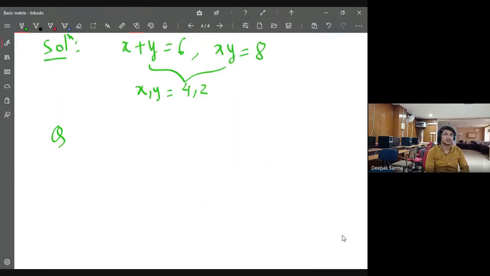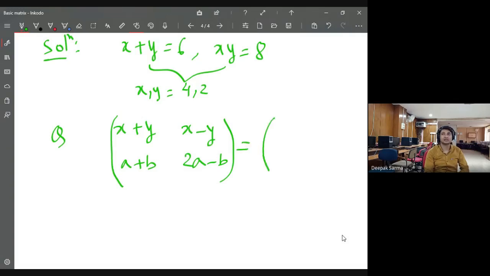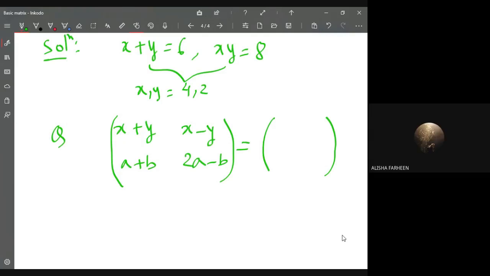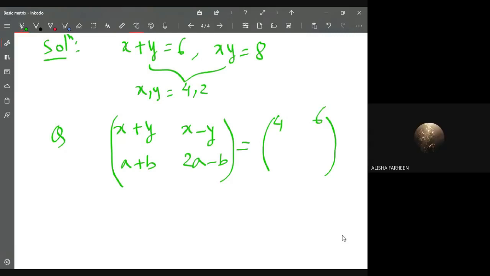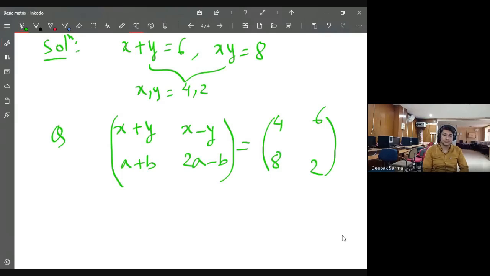Suppose, let me write x plus y, and here x minus y. Here a plus b. Here twice a minus b. I have written some random symbols. Here, can you suggest me some numbers? You can choose any number. Can you tell me 4 numbers? 4, then 6, then 8, 2. Okay. So the numbers are from your side, and you can even choose the functions yourself.